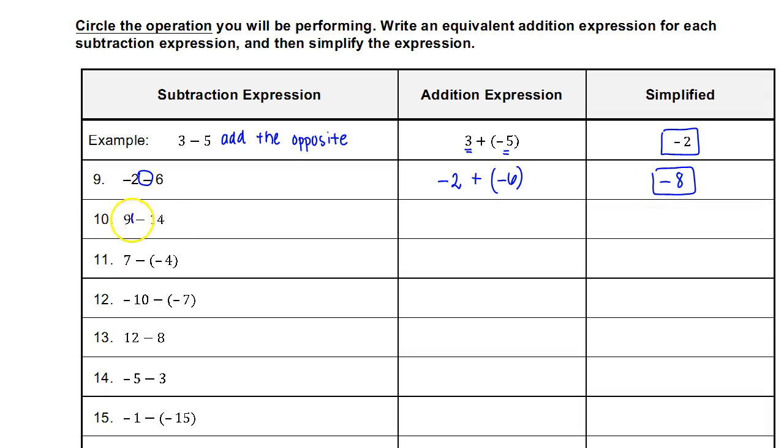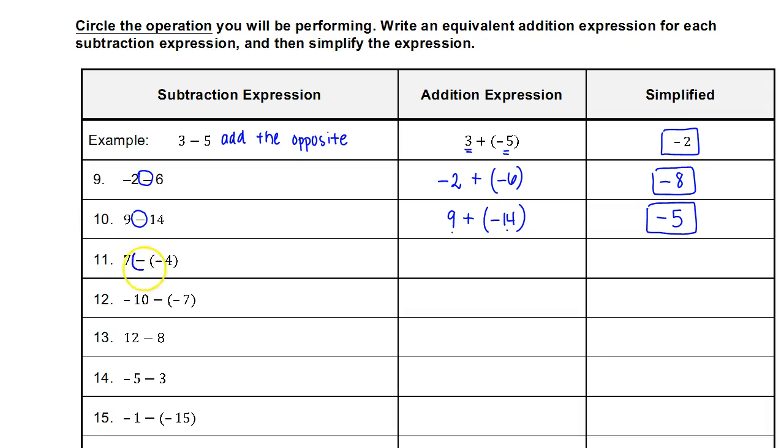For number 10, we're going to rewrite this subtraction expression. My first integer always stays the same, so in this case 9. And now I'm going to change it to add the opposite. So I'm adding a -14 instead of subtracting a +14. Remember that these 9 positives will take 9 of those negatives to form 0 pairs. That will leave us with 5 negatives. So our answer is -5.